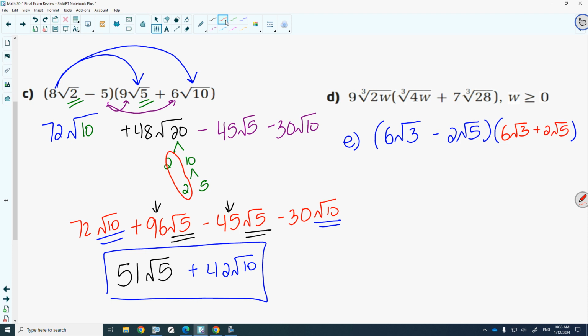There's a shortcut that you could do if it's a conjugate. And the shortcut is first term times first term. So 6 times 6 is 36. And then root 3 times root 3 is just what? Is 3. Remember, you don't have to do root 3 times root 3 is the square root of 9. Root 3 times root 3 is 3. If I said what's root 17 times root 17? 17. Okay, and then it's last term times last term. So negative 2 times positive 2 is negative 4. Root 5 times root 5 is 5.